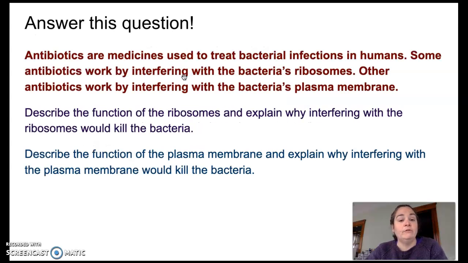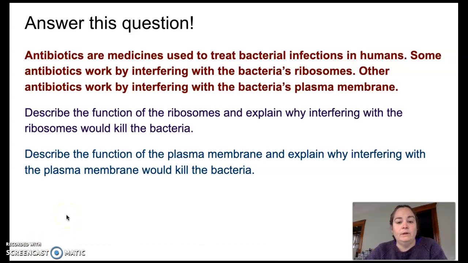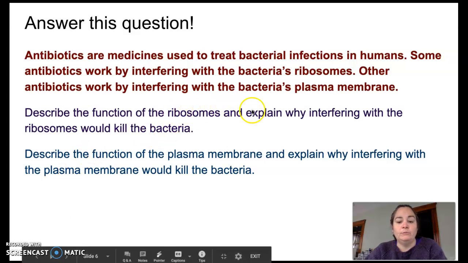All right, so here are the questions. These are MCAS questions. So we're just trying to look at some of these and think about what they might be asking. Antibiotics are medicines used to treat bacterial infections. Some antibiotics work by interfering with the bacteria's ribosomes. Other antibiotics work by interfering with the bacteria's plasma membrane. Describe the function of ribosomes and explain why interfering with them would kill the bacteria.